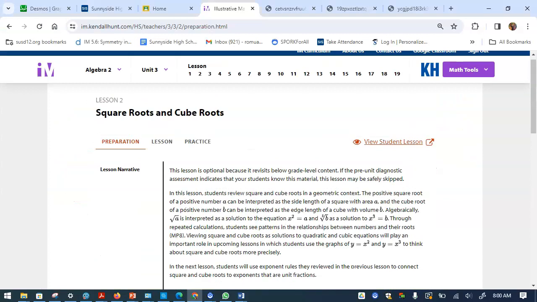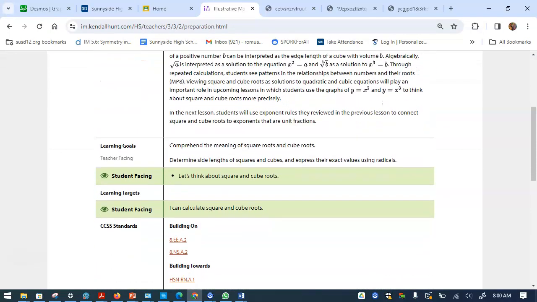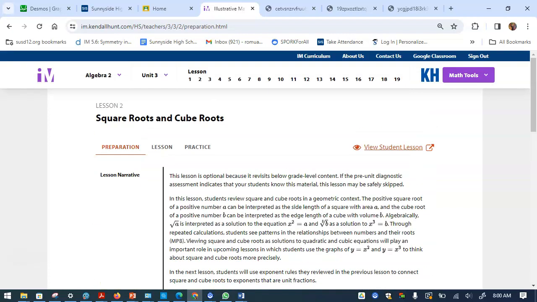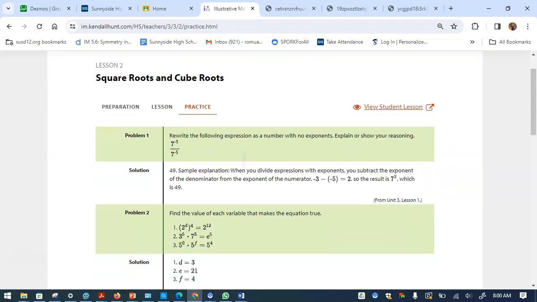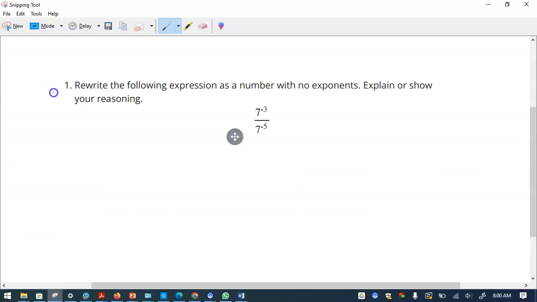Lesson number 2 is about square roots and the cube root. So let's think about square and cube roots. I can calculate square and cube root. So let me go directly to the first problem of the practice problems here. Okay, so the first problem is: Rewrite the following expression as a number with no exponent.